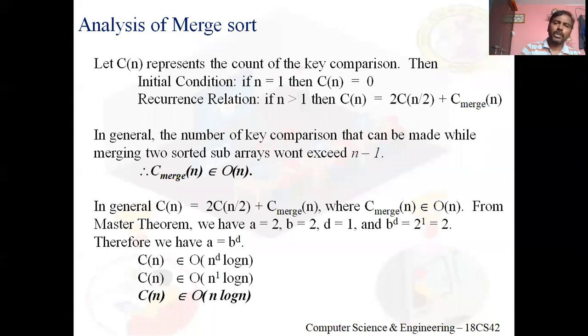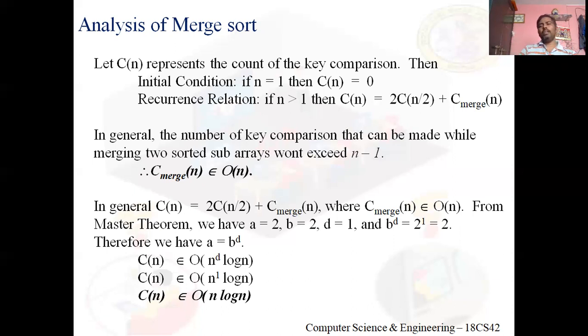Clear? So if n is greater than 1, what will I do? I will divide that problem into two subproblems. So initially 8 elements were there. That I have divided into two halves, each with 4 elements. I need to consider the time for sorting those two subarrays, right? So C of n by 2 represents the time for sorting one subarray. So for sorting two subarrays, 2 C of n by 2.